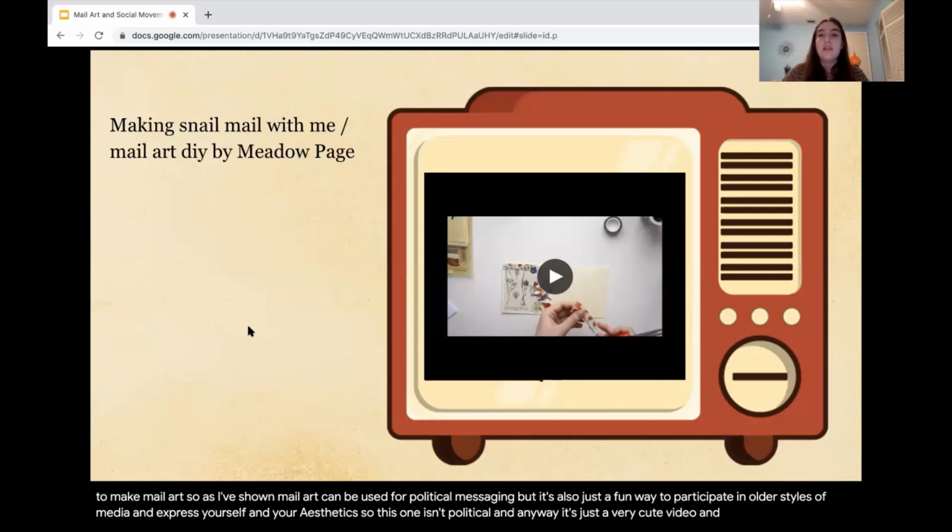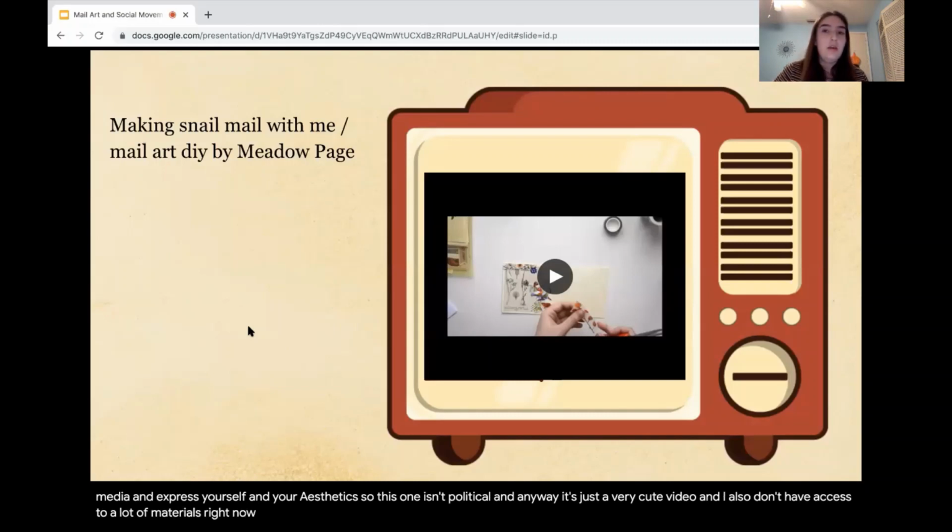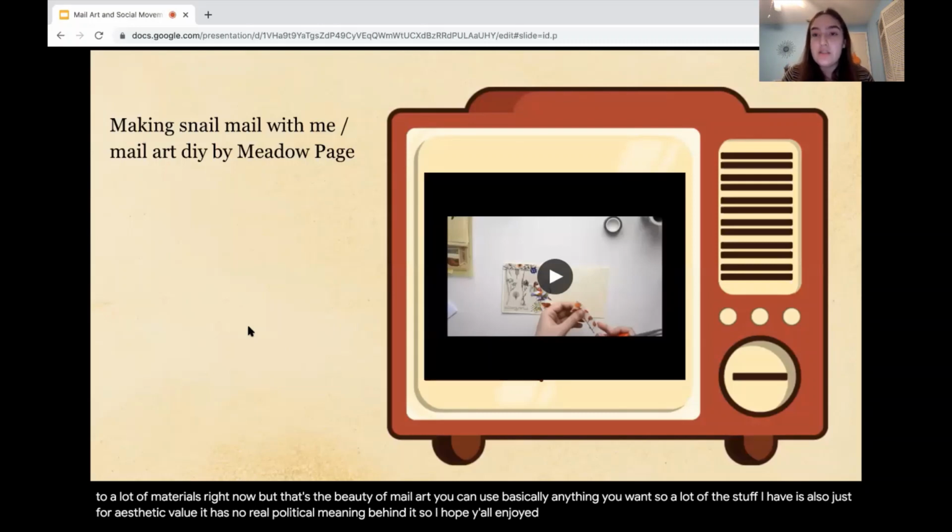And as you will see when I do my own tutorial, I also don't have access to a lot of materials right now. But that's the beauty of mail art, you can use basically anything you want. So a lot of the stuff I have is also just for aesthetic value. It has no real political meaning behind it. So I hope y'all enjoyed, and here's the quick video.